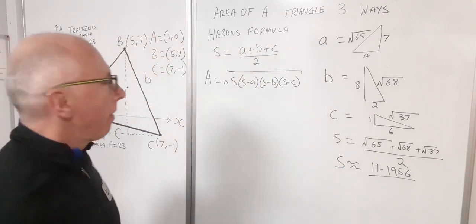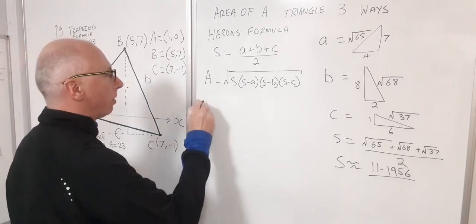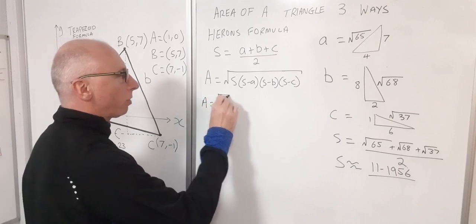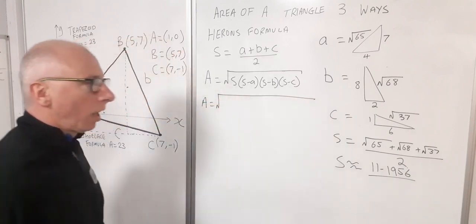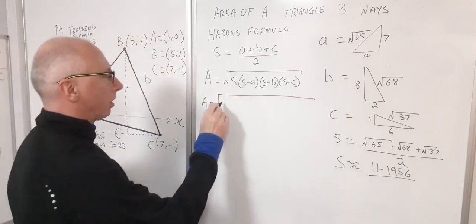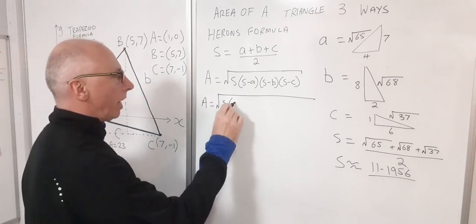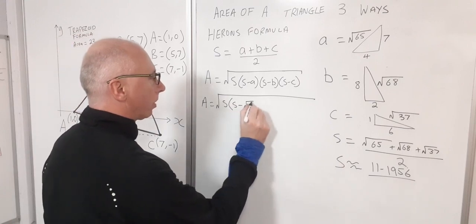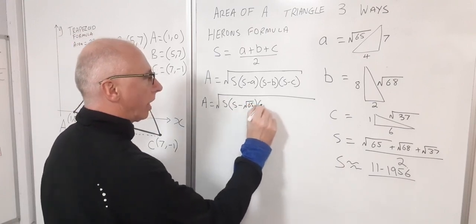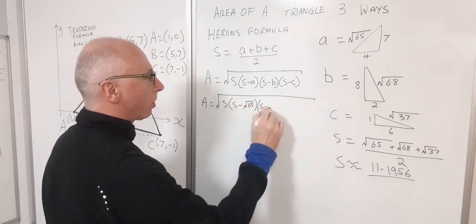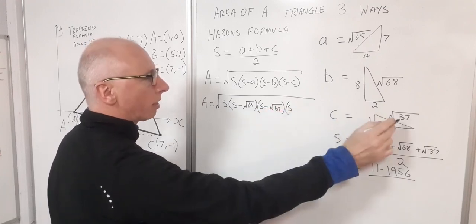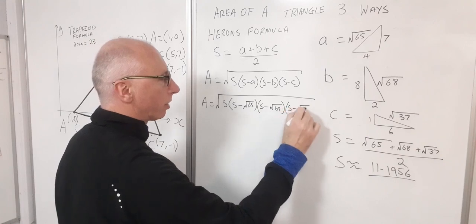Okay, so now for my area. I'm ready to just set this up now. So area, that equals the square root of my S times S minus A, which is square root of 65. S minus my B, which is square root of 68. And S minus C, which is square root of 37.